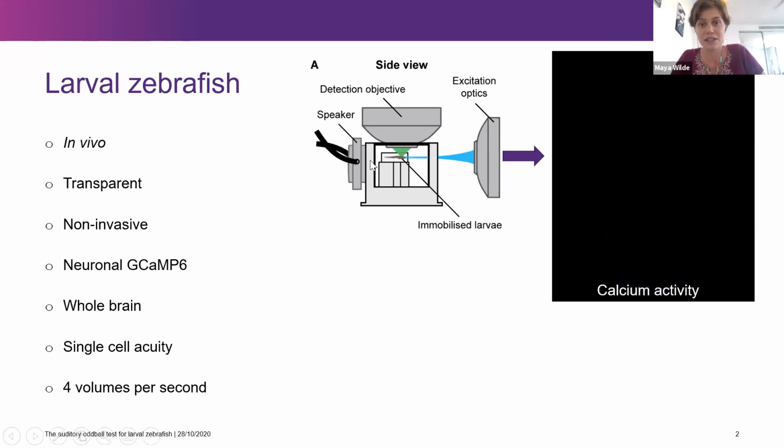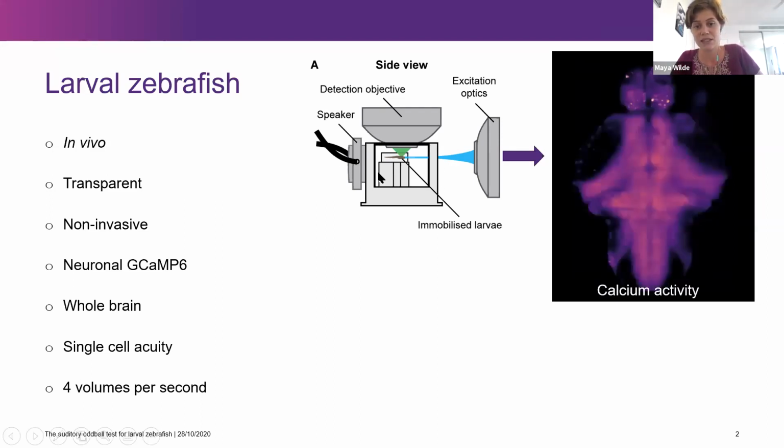So we mount the fish in a chamber, as you can see here, and there's a speaker to deliver the sound. We have two lasers to excite a neuronal fluorescence marker, like GCaMP, which shows the activity of the neurons, and then an objective above to measure the activity. And then we can end up with a video like you can see on the right here, showing the calcium activity.